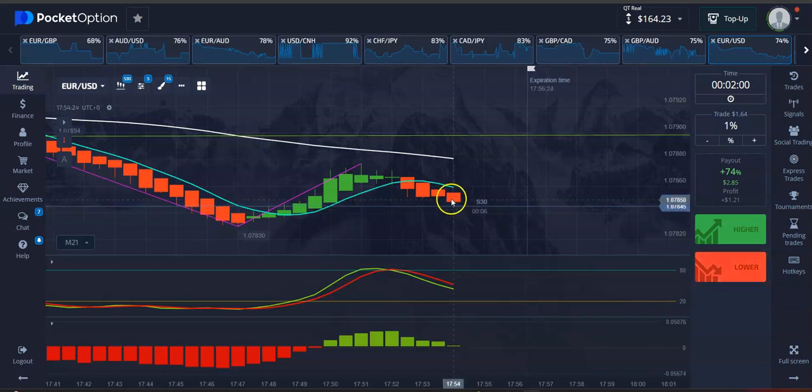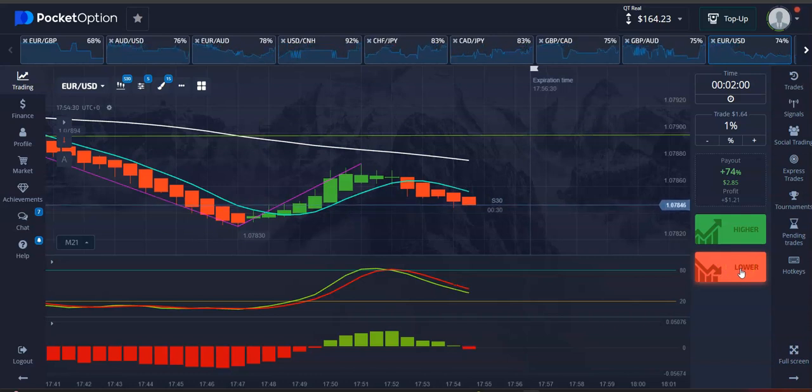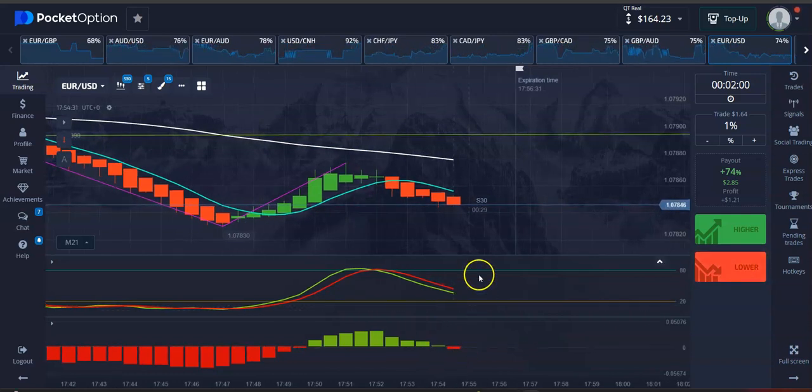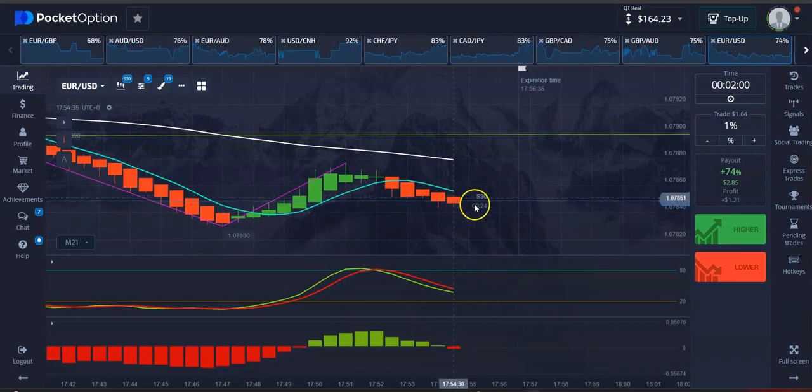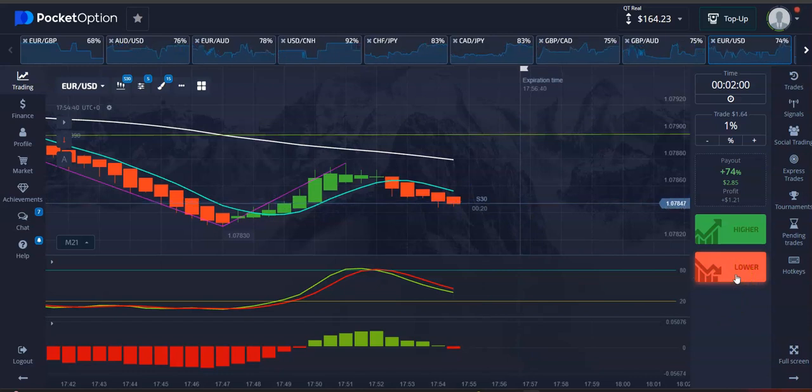Oh man, I missed it. I missed it. There you go. I missed it. I wanted to place an entry around here, 50, 53, but I missed it. $47.